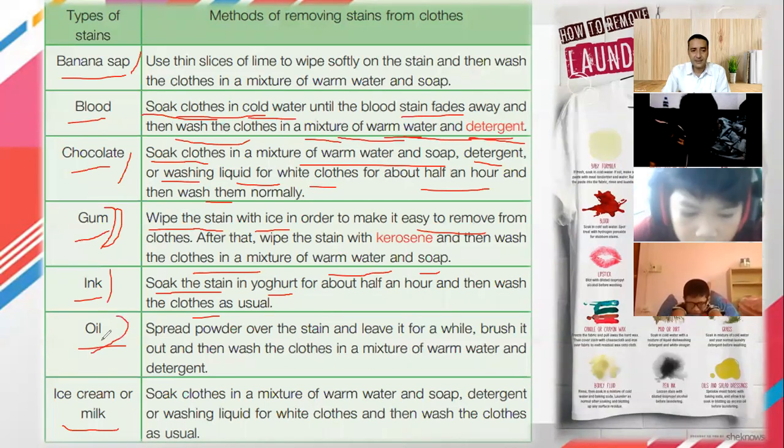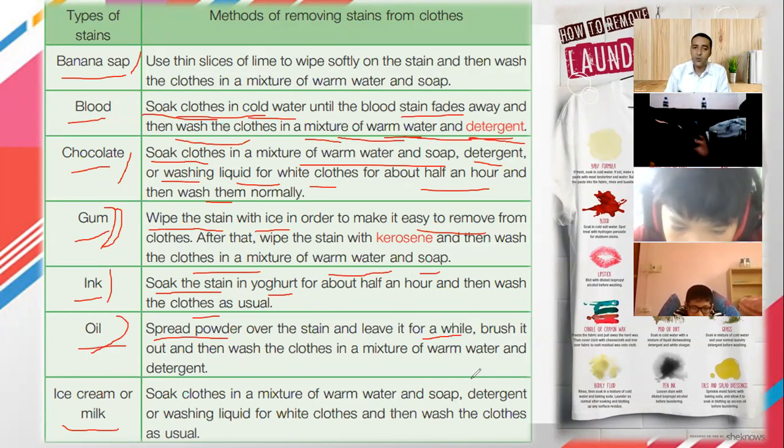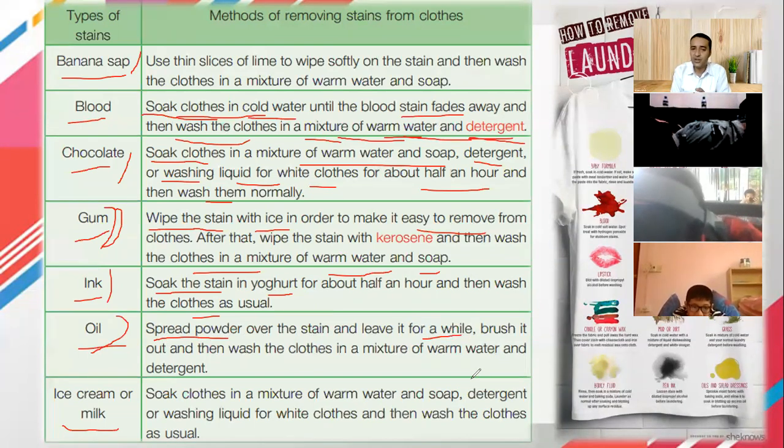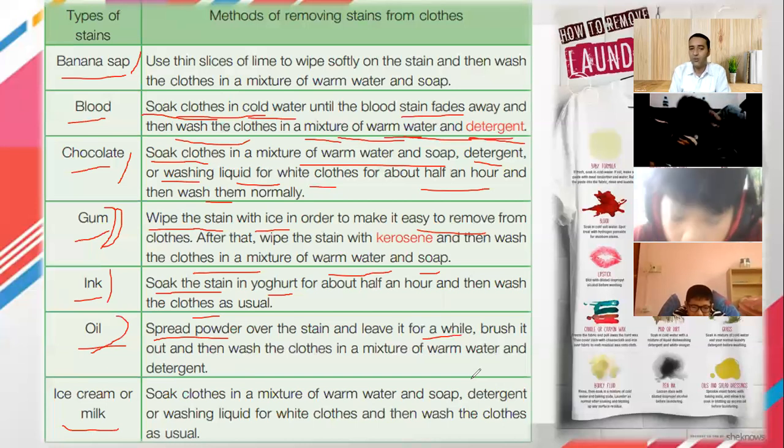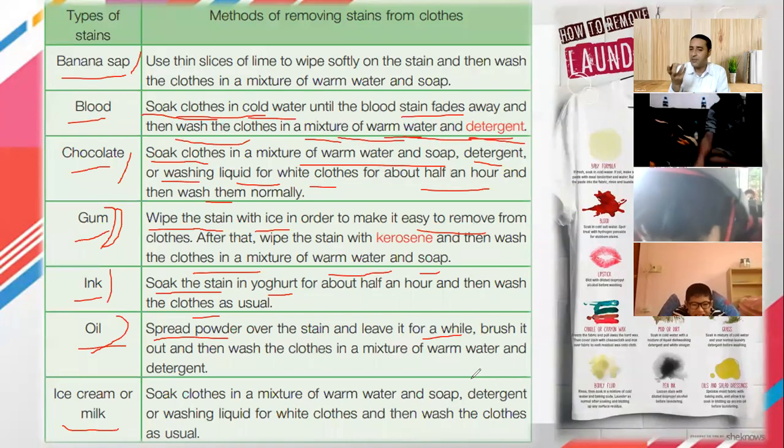Now, number 6, oil. If we have an oil stain on our clothes, what do we have to do? We have to spread powder over the stain and leave it for a while. Then brush it out and wash the clothes in a mixture of warm water and detergent. So with this way we can remove an oil stain. Very simple way. How are we going to remove an oil stain? We just spread powder.